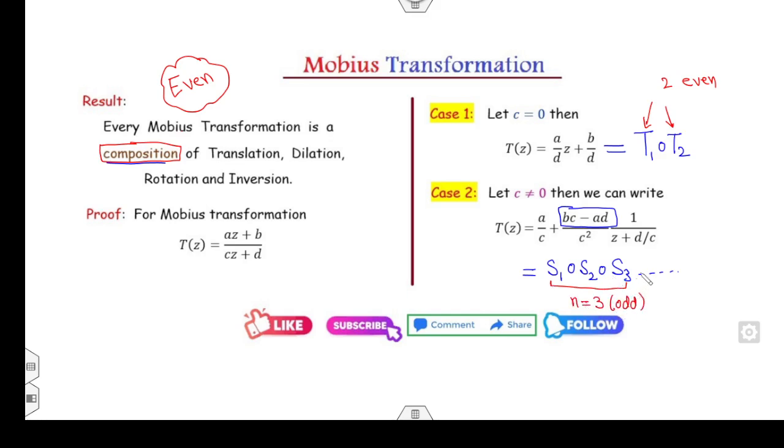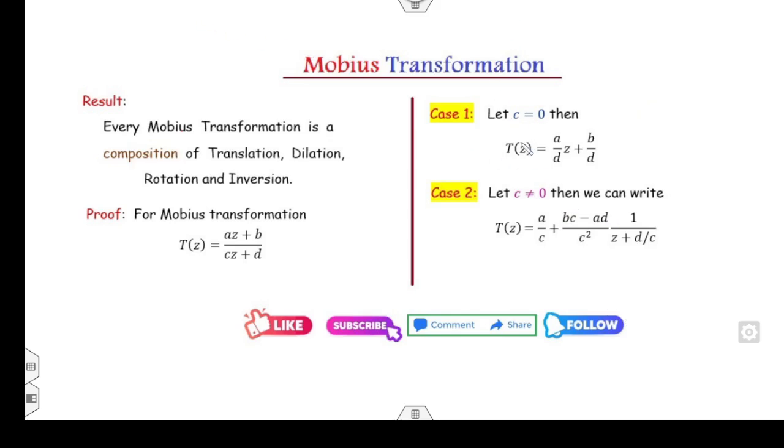That means this is not possible. So I have to write it as at least S4. In that case, n is my 4, which is my even number. Fine, so it's very simple. How can you prove that it is a composition?